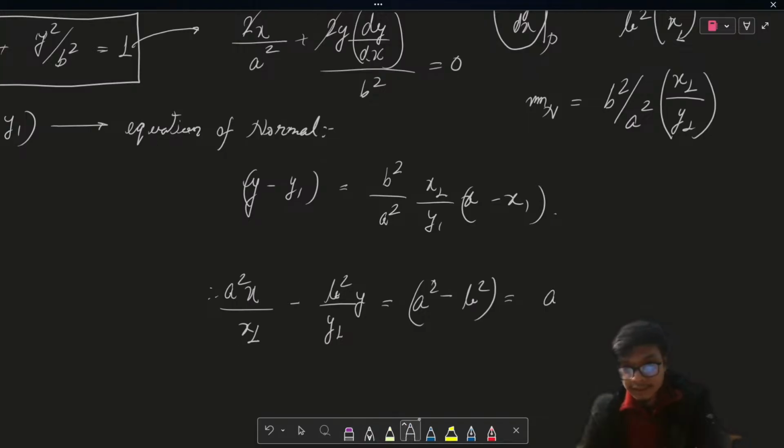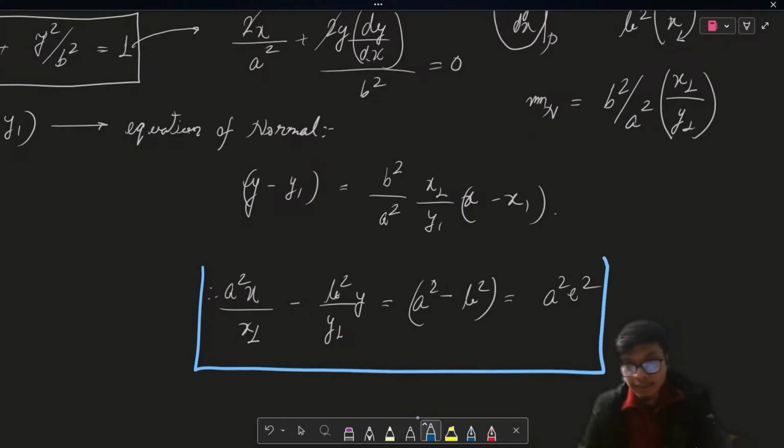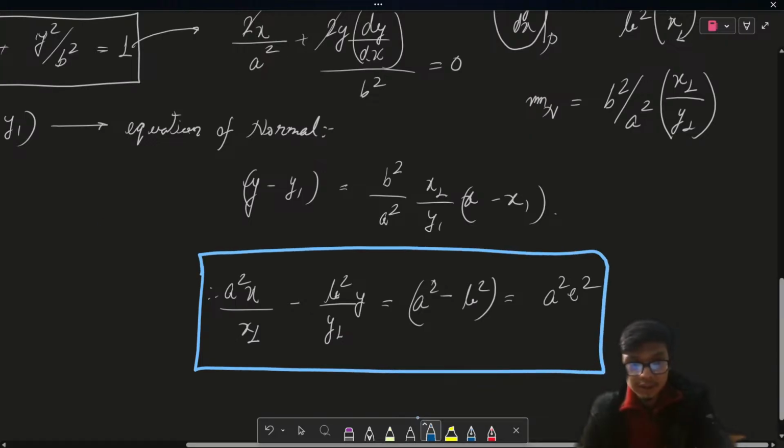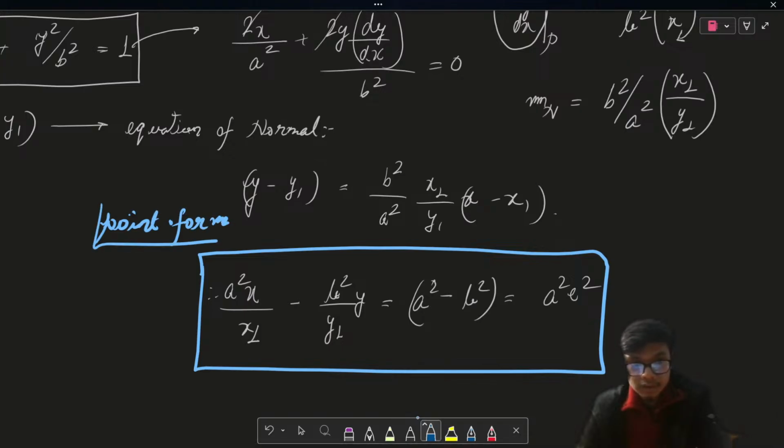But e is the eccentricity of the ellipse, right? So from here we can easily obtain our equation of the normal, and this is called the point form. This is called the point form of the equation of the normal for our given ellipse. Okay, is this part clear?